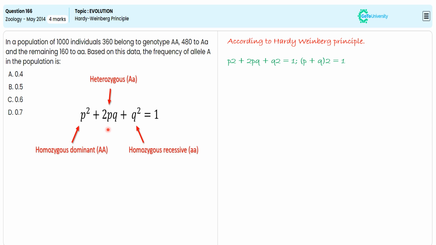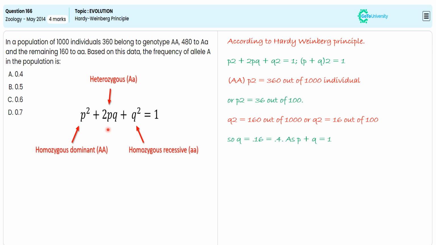So capital A square, or AA, or p square is equal to 360 out of 1000 individuals. So we are specifying the p square as 36 out of 100. q square is nothing but 160 out of 1000, or q square is equal to 16 out of 100. So q equals root of 0.16, equal to 0.4. Why? Because p plus q equals 1. So p is 0.6. With this specification, we are choosing option C as the correct option after avoiding options A, B and D to secure 4 marks.